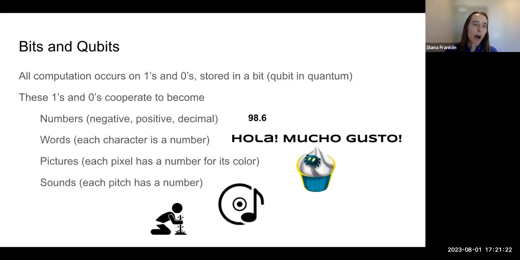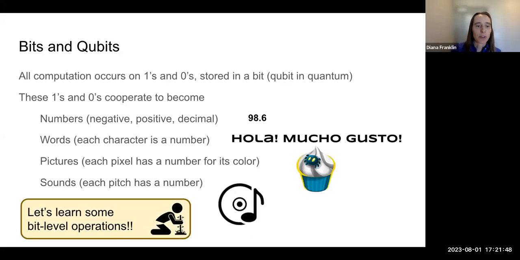All right, so all computation occurs on ones and zeros that are stored in a bit in a computer or a qubit in quantum. And as a programmer, luckily, we often don't interact with the ones and zeros directly. Those ones and zeros cooperate to become numbers or words or pictures or sounds. So unfortunately, quantum computing is still a little bit in the Stone Age. That's a little person making fire with a stick.